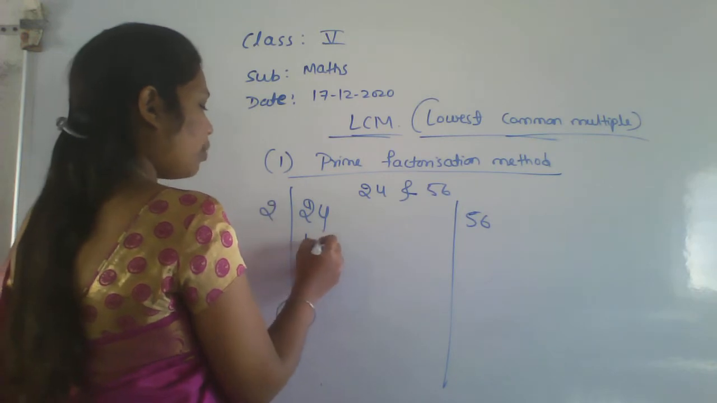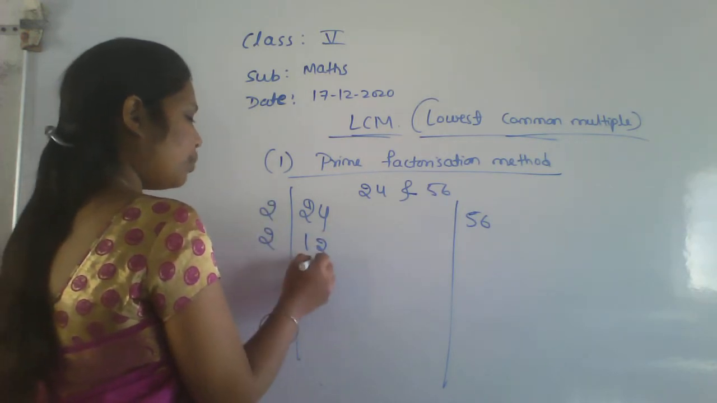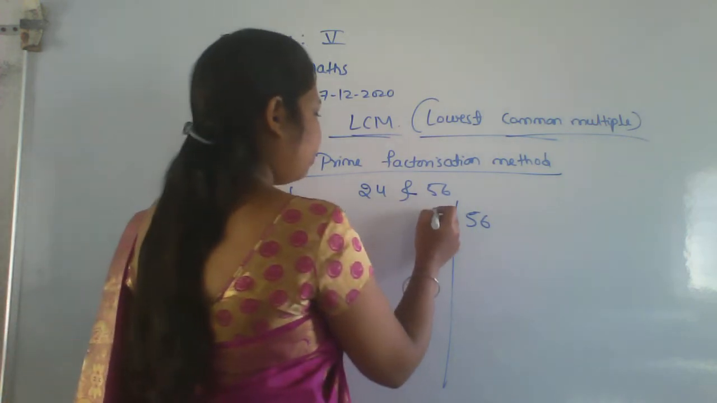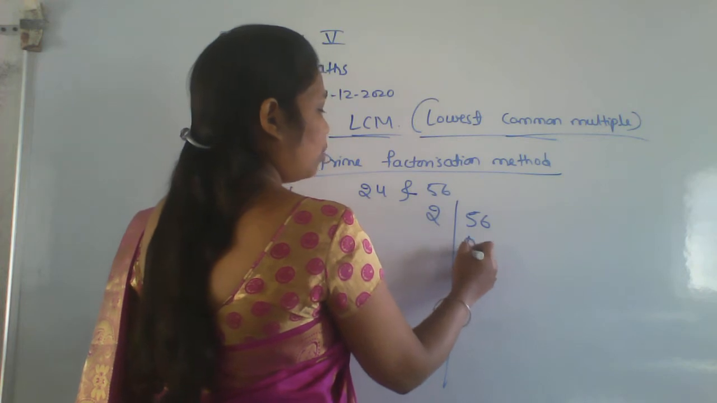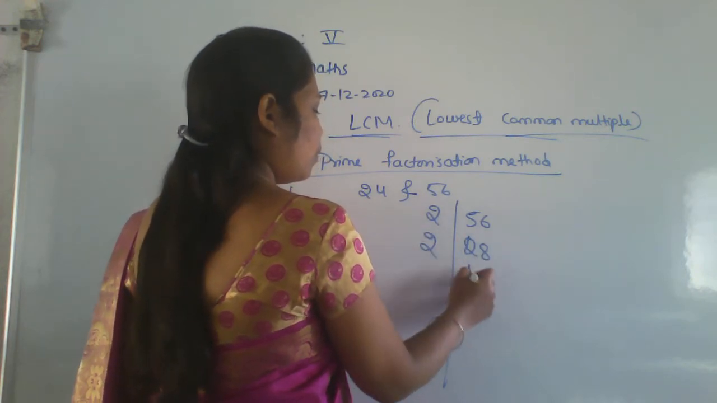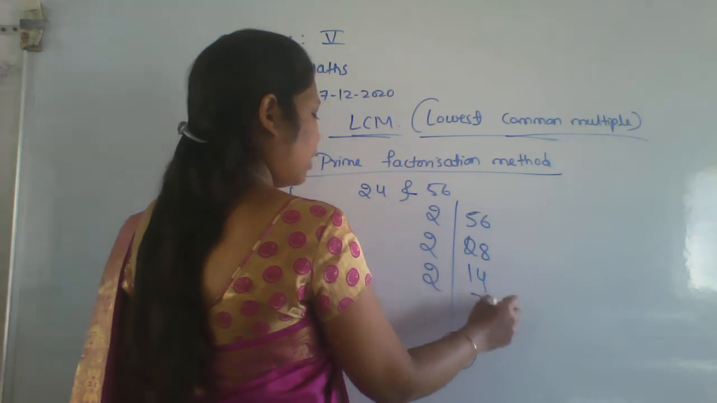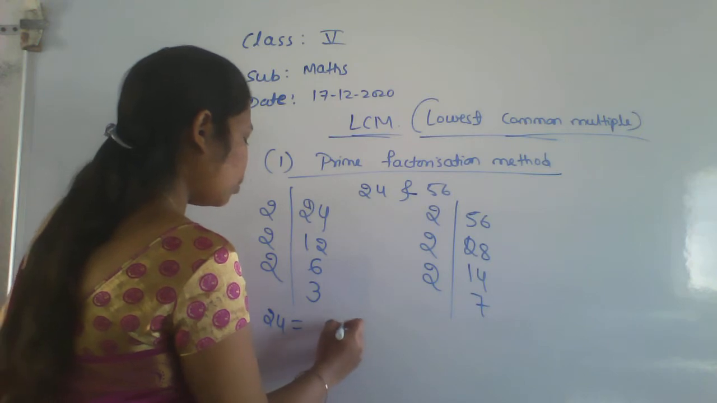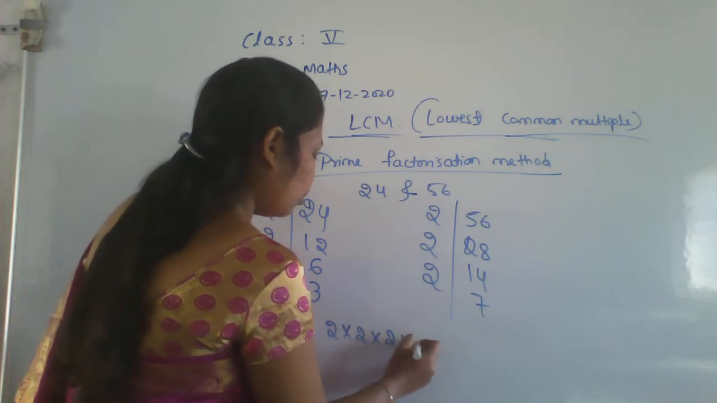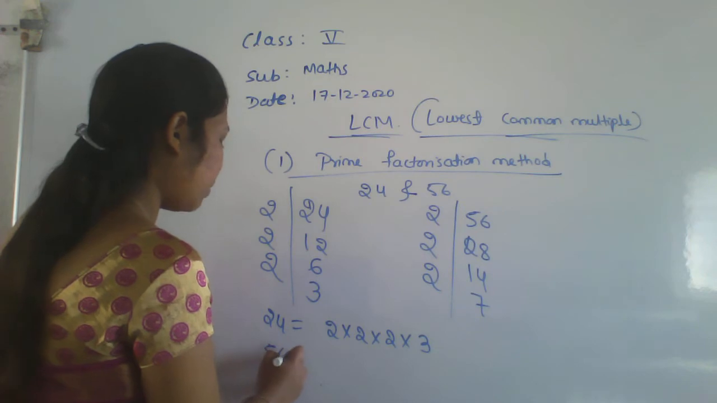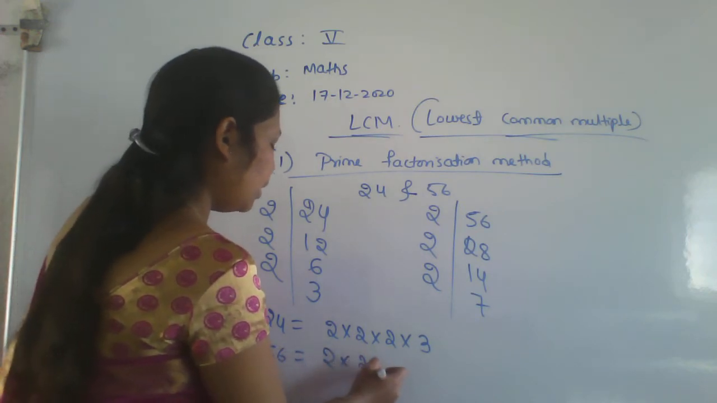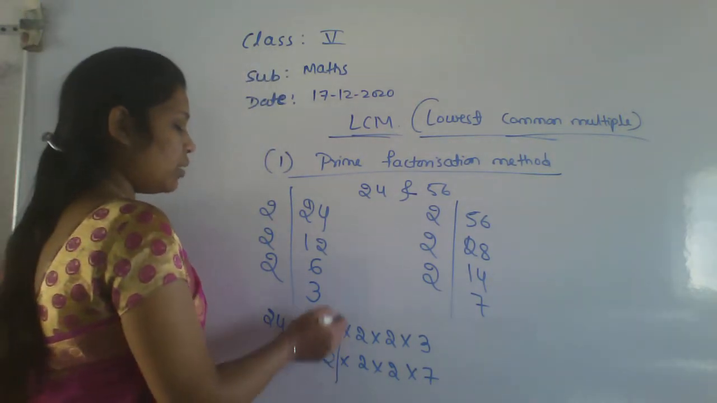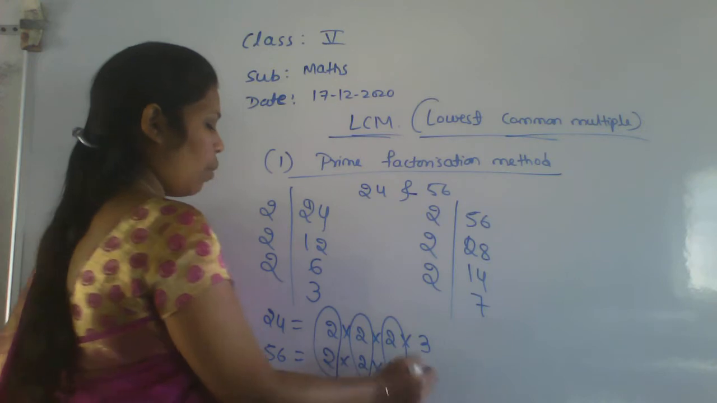2 12, next 2 6, next 2 3, and here 2 4 is 8, 2 28, next 2 14, next 2 7. So 24 can be written as 2 into 2 into 2 into 3, and 56 can be written as 2 into 2 into 2 into 7. First observe which is common here: this one is common and this one is common, right?